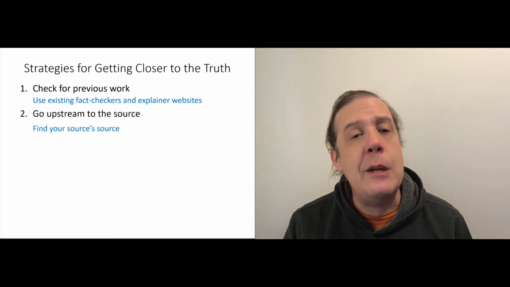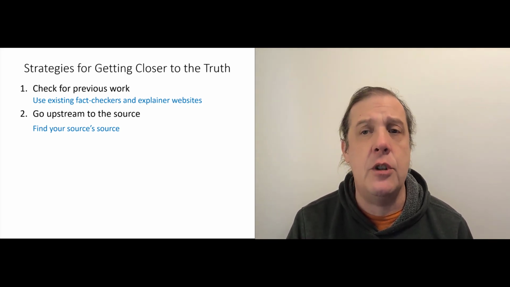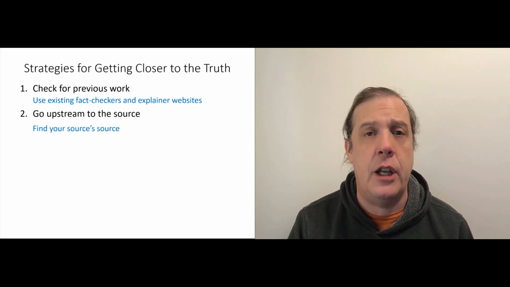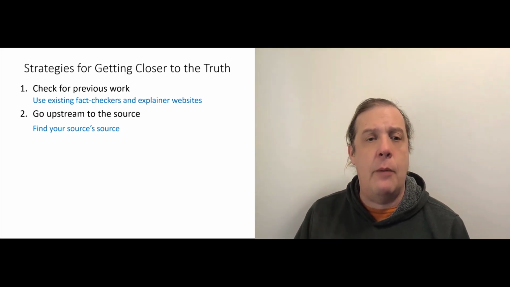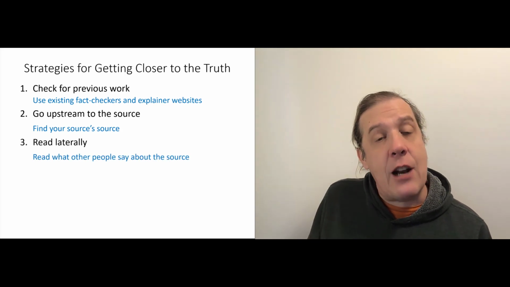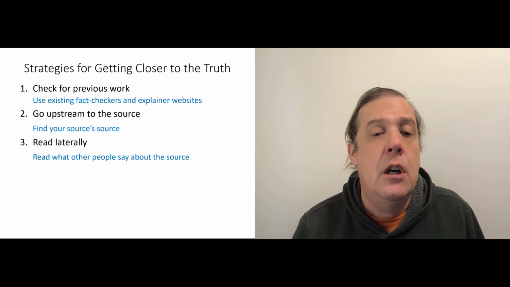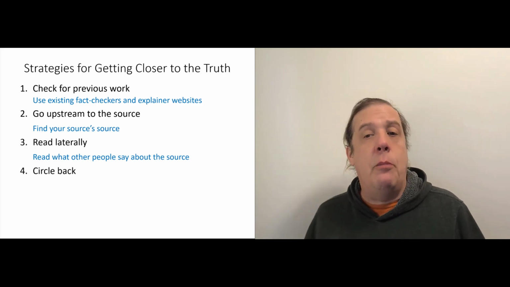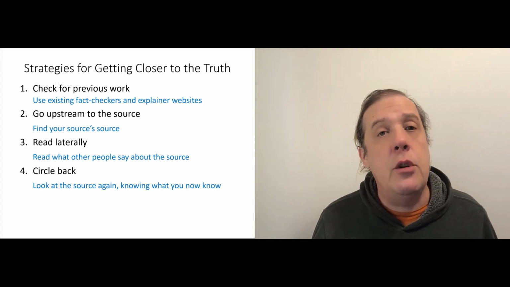Step 2, go upstream from the source. Find your source's source. I find this one incredibly useful, and a lot of people don't appreciate what's going on with the chain of information that happens with online sources. Step 3, read laterally. Read what other people say about the source. And then step 4, circle back. Look at the source again, knowing what you know now.